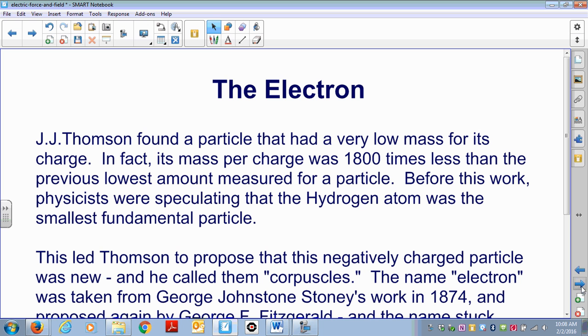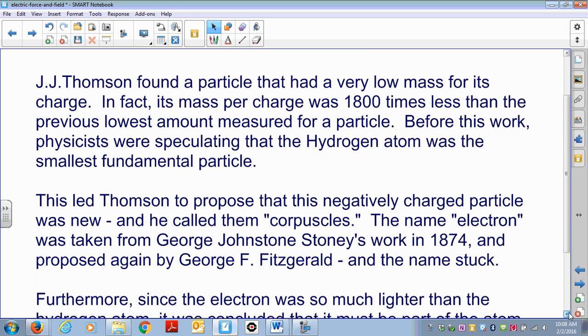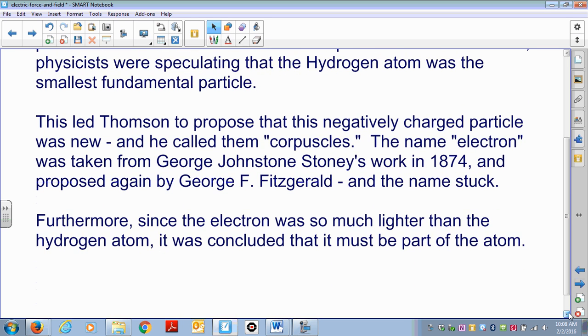J.J. Thomson found a particle that had a very low mass for its charge. In fact, its mass per charge was 1,800 times less than the previously lowest amount measured for a particle. Before this work, physicists were speculating that the hydrogen atom was the smallest fundamental particle. This led Thomson to propose that this negatively charged particle was new, and he called them corpuscles.